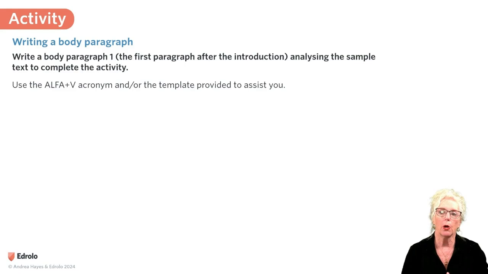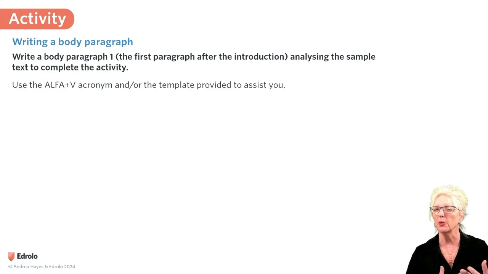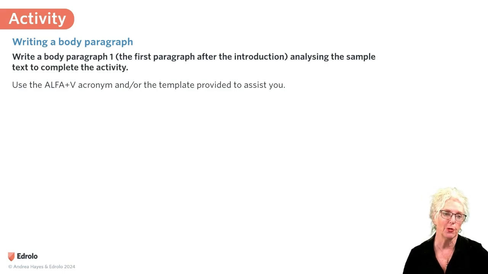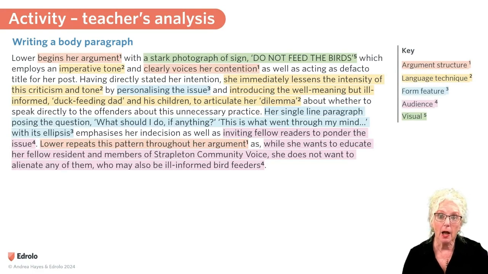Now you have a go at writing a body paragraph 1. So this is the first paragraph after the introduction. Try to use the alpha plus V, because we said that we would put that visual in that first body paragraph, or any acronym that you use. So this is a sample body paragraph 1 that I've written.